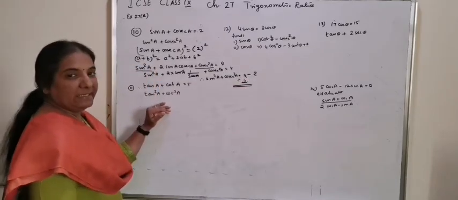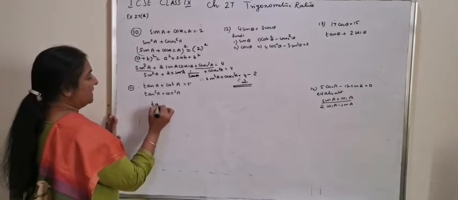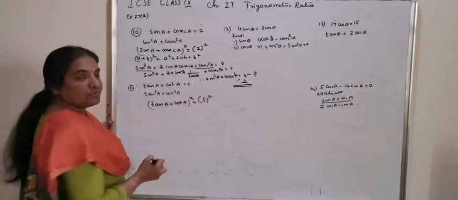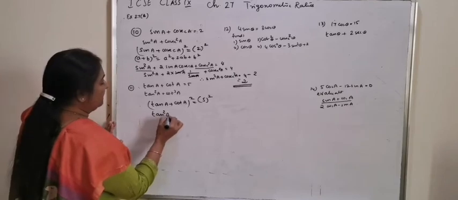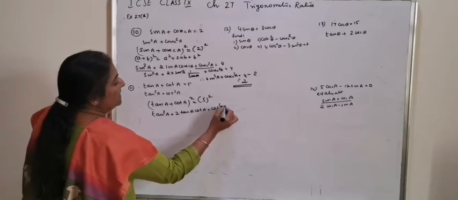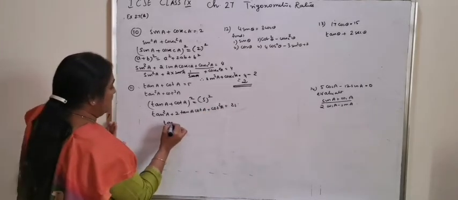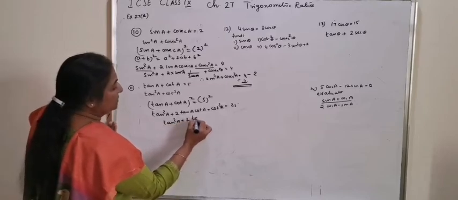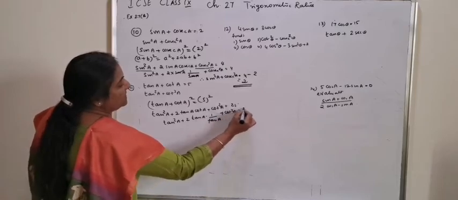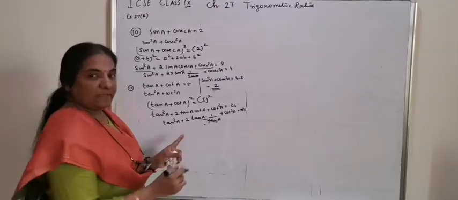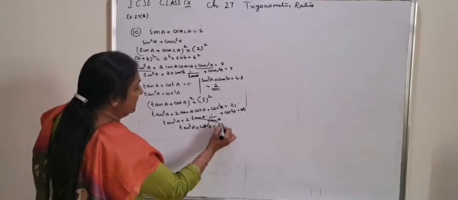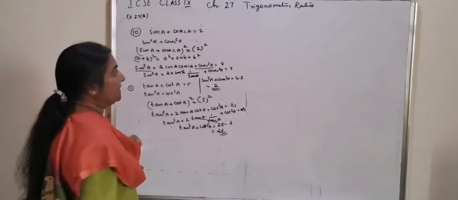A similar question, tan A plus cot A is equal to 5. Let's square both the sides. Tan A plus cot A the whole square is equal to 5 the whole square, tan square A plus 2 tan A cot A plus cot square A is equal to 25. Tan square A plus 2, tan and cot are reciprocals, into 1 by tan A, plus cot square A is equal to 25, or that is tan square A plus cot square A is equal to 25 minus 2, which is equal to 23.